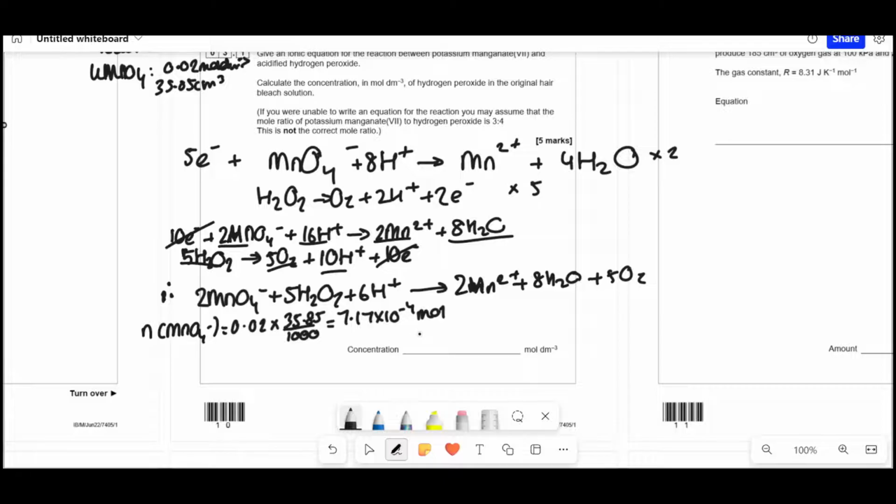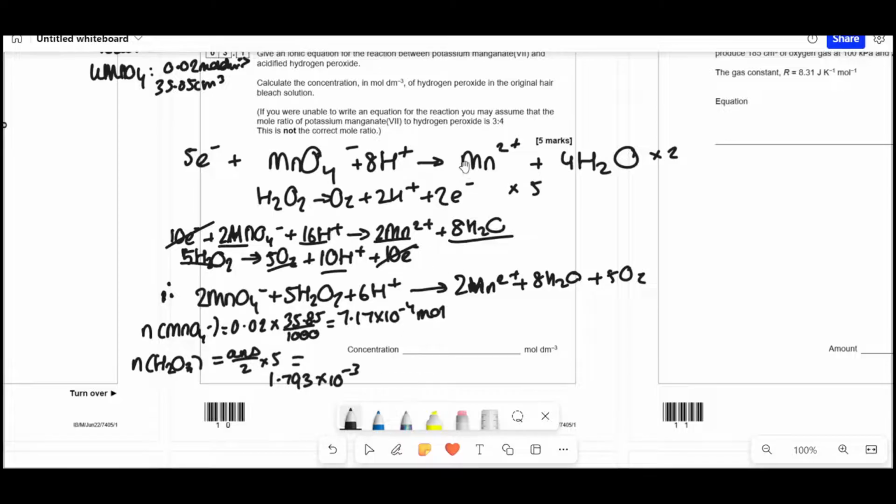Remember, what am I going to do with this directly? Where does it belong to? So this belongs to this in this equation. We want to find hydrogen peroxide, which is this. So for the moles of H2O2, you can see there's a 2 here and there's a 5 there. So it's going to be your answer divided by 2 times by 5, which is going to be 1.793 times 10 to the minus 3.